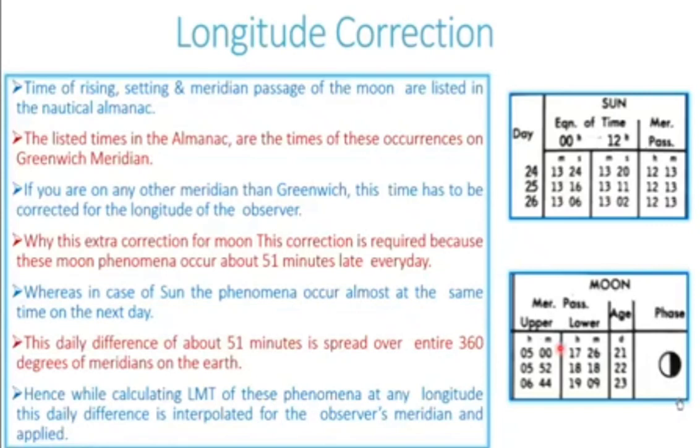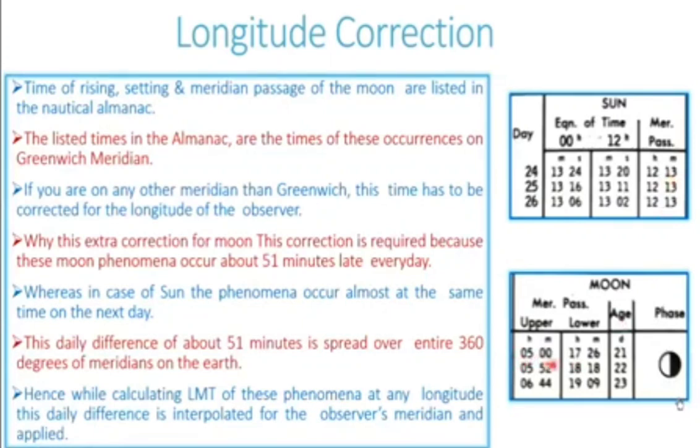Now if you go a little deeper and try to understand why this delay is there in the case of the moon, the delay happens because in the case of the sun, the rate at which the sun travels is 15 degrees per hour. And the rate at which the local time changes is also 15 degrees per hour. So as the sun keeps on traveling at the same rate, the local time also keeps on changing and the meridian passage of the sun occurs at the same time at all the meridians.